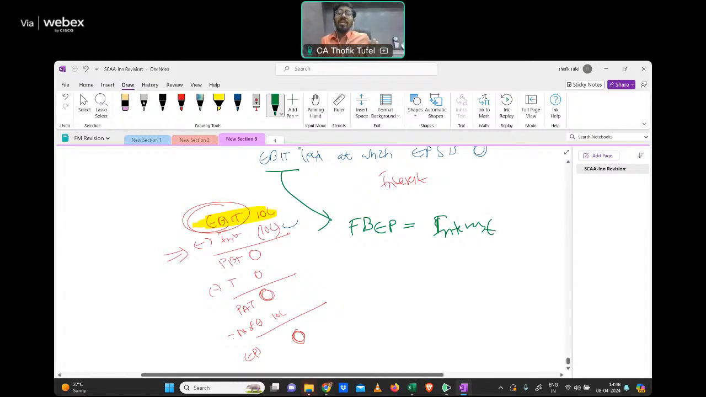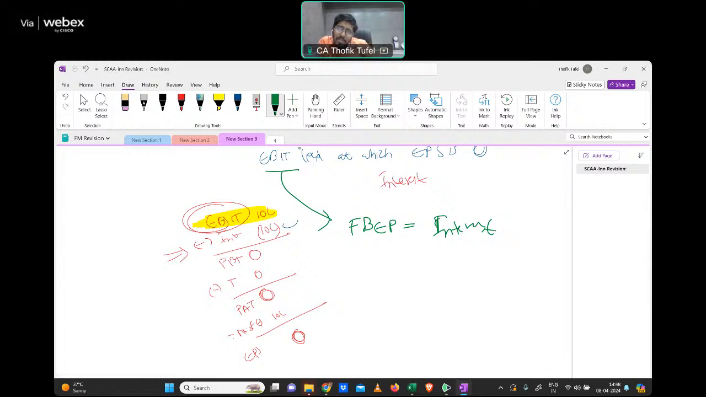Okay, sir. So what does financial break even point mean? Interest. So interest is what is called the financial break even point. We can say it simply. So if someone is asking you what the financial break even point is, you just have to write out the interest amount. So if you're earning interest, your EPS will become 0.